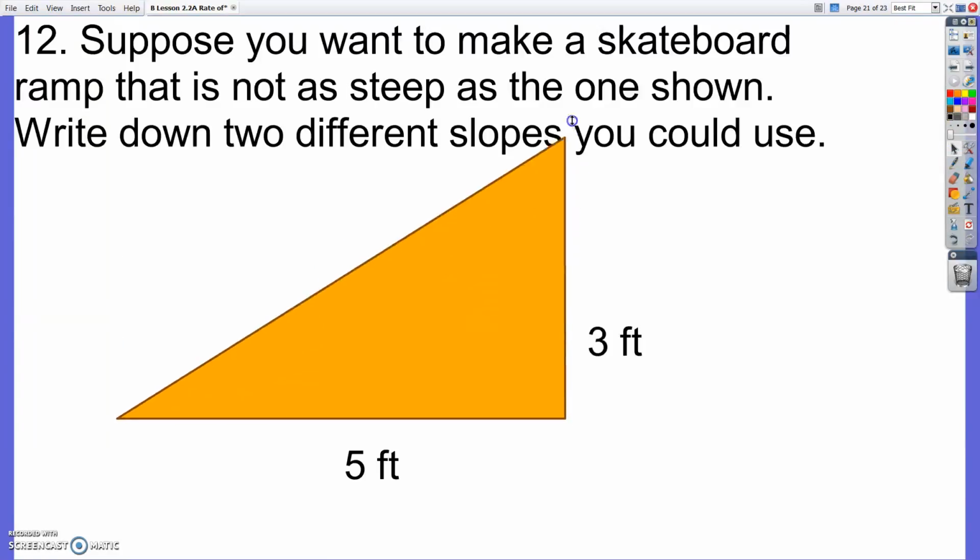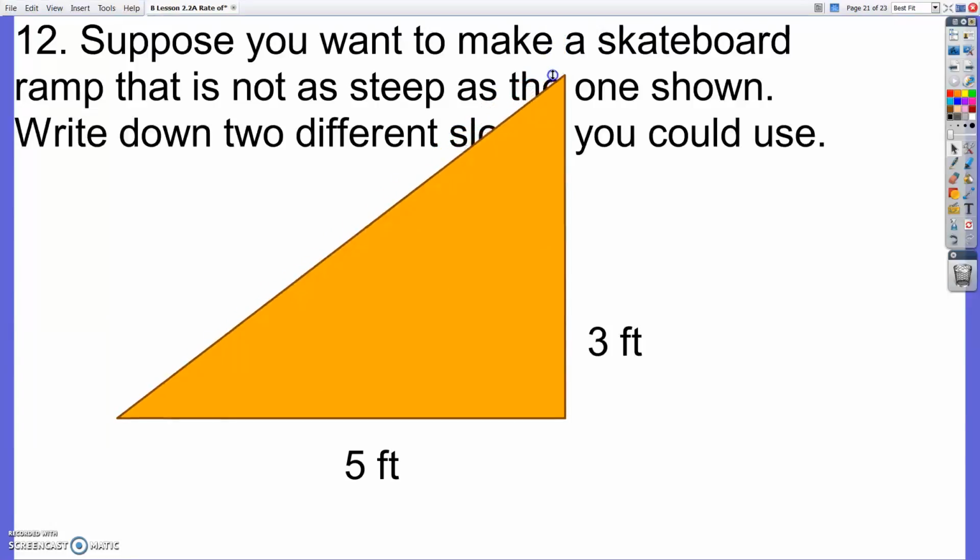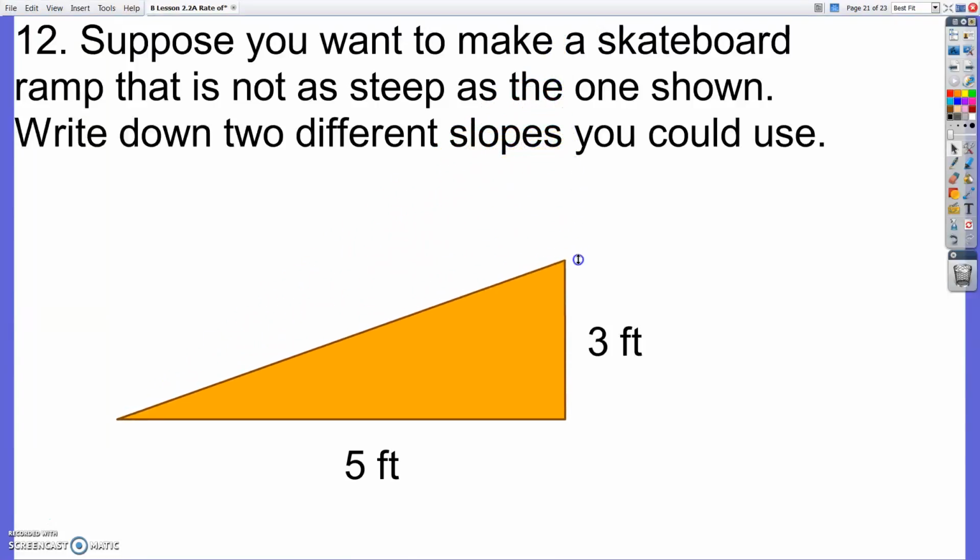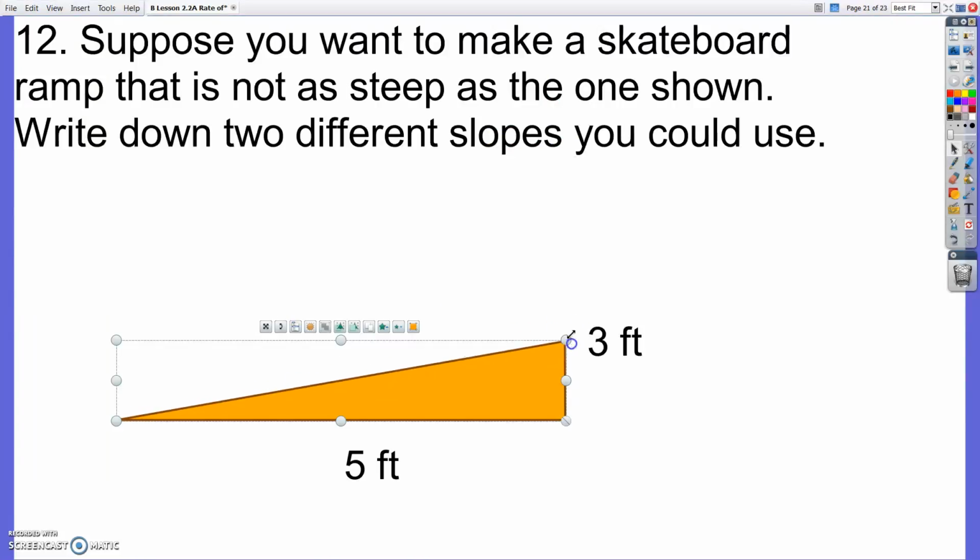So if I make it go up higher, it looks a lot steeper. So what I want to do, if this is 3 feet, I want to make it a little lower so it's a little less spooky jumping off. So what did I just affect there? Did I affect the length or did I affect the height? Hopefully you notice I affected the height.